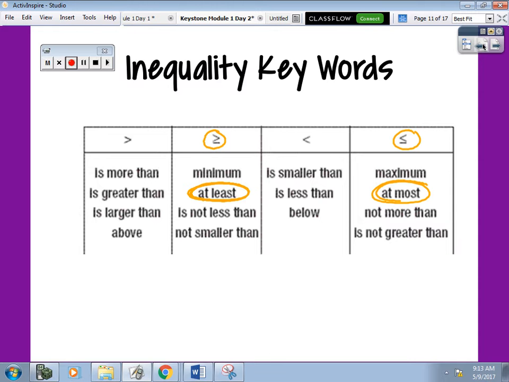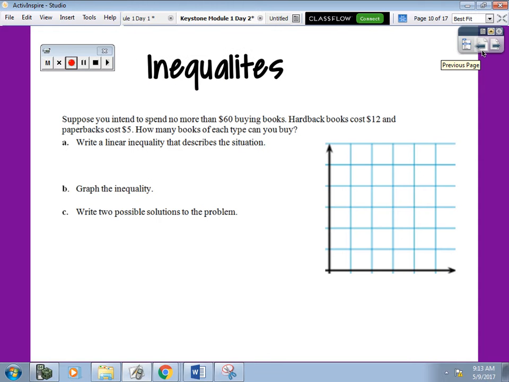Okay. All right, so this one, going back my one question. We are asked to write a linear inequality to describe the situation. Suppose you intend to spend no more than $60 on books. So no more than would be less than or equal to. Hardback books cost $12 and paperback books cost $5. How many books of each type can you buy? So you'd want to define variables. Let's let x equal the number of hardback books. And let's let y equal the number of paperbacks, which normally we'd write that out, but for time's sake, we'll kind of shortcut it.